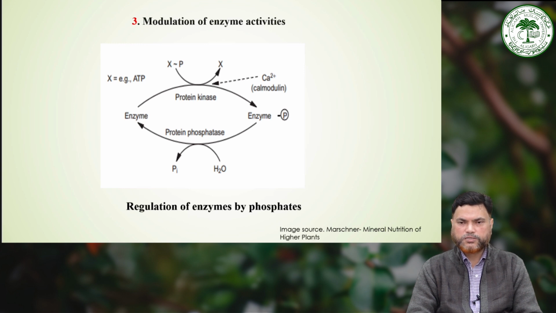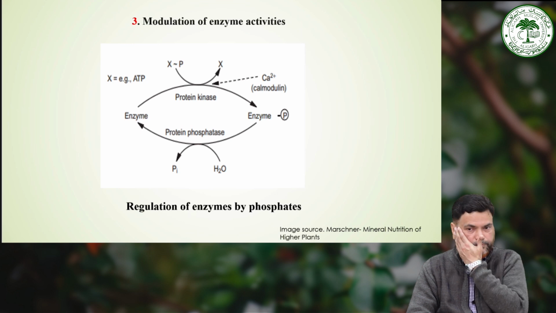In addition to this, in C4 and CAM plants, phosphorylation generally increases the activity of phosphoenolpyruvate carboxylase while simultaneously reducing its sensitivity to negative feedback control by high malate concentrations. Therefore, phosphorylation is very essential in regulating various activities of enzymes.